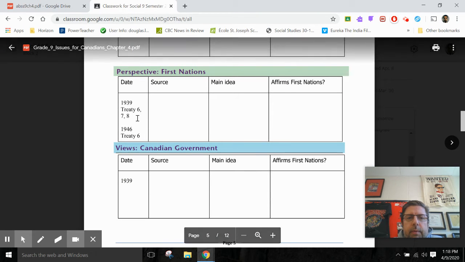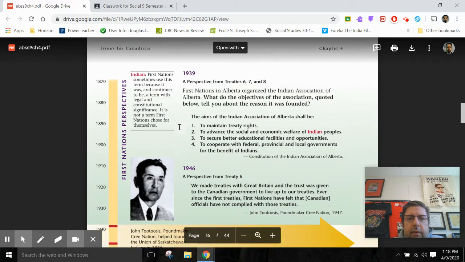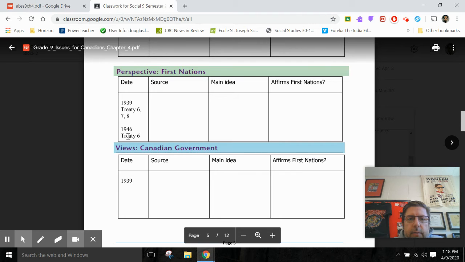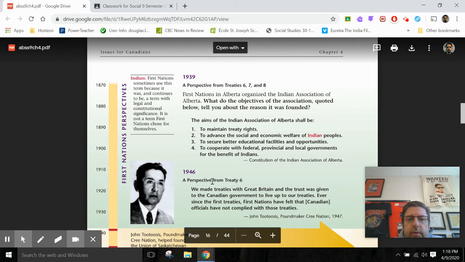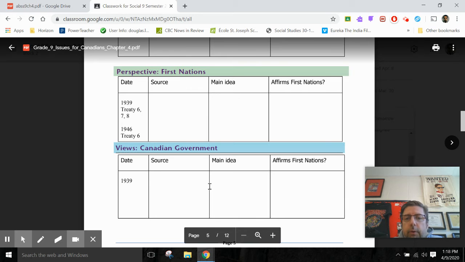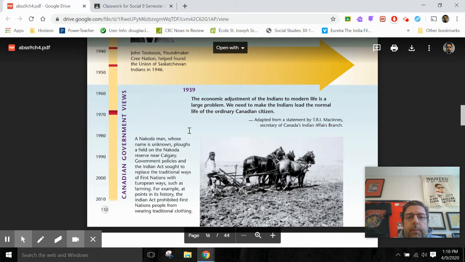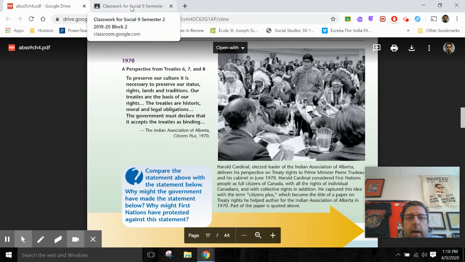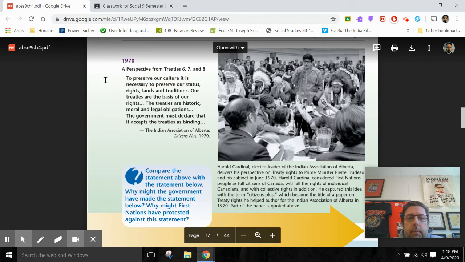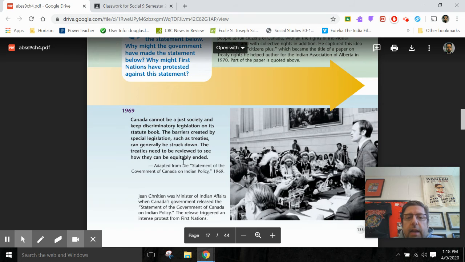So you go to the next one. And once again, you go to the next set right here, 1939, 1946. Identify a source. Okay, what's the main idea? Does it affirm? Go down here. Now you have the Canadian government equivalent, 1939, source, main idea, affirm, etc. You continue on. You got 1970 and 1969. So here's the 1970 First Nations perspective source, and then the 1969 Canadian government source perspective affirms, etc.